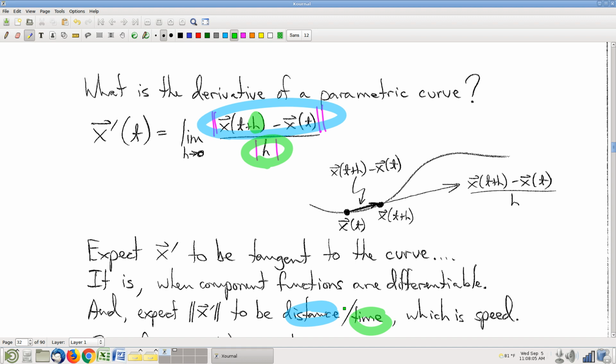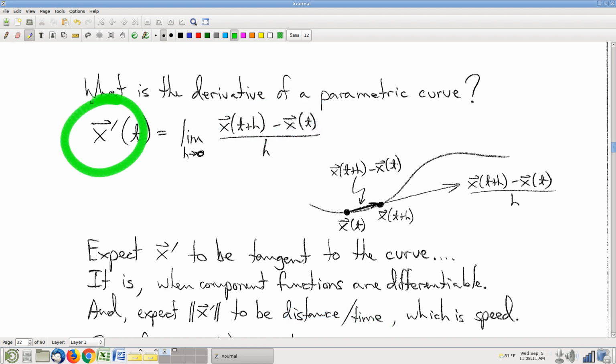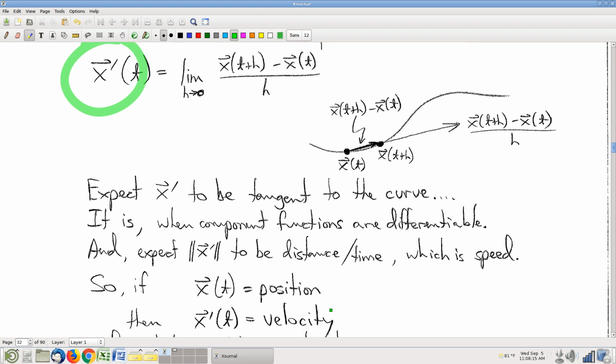Right? So what we have here then is that this derivative is a vector pointing in the direction that we're going and whose magnitude is our speed. Think back to the very first day of class. That's velocity. Everybody on board? Okay. All right.